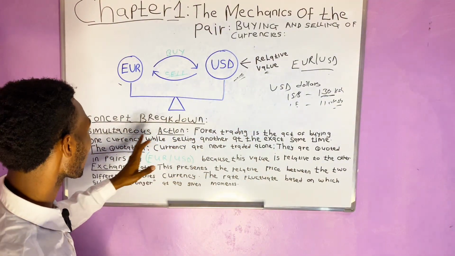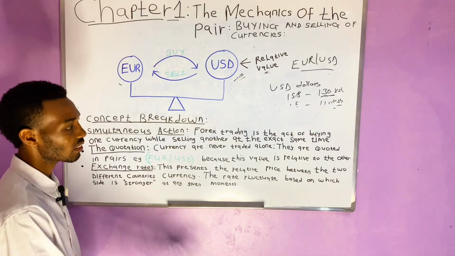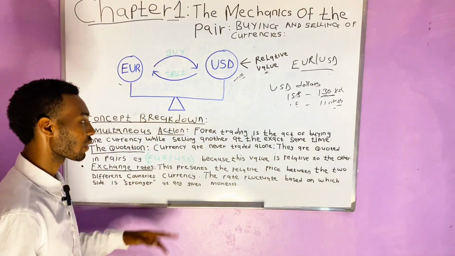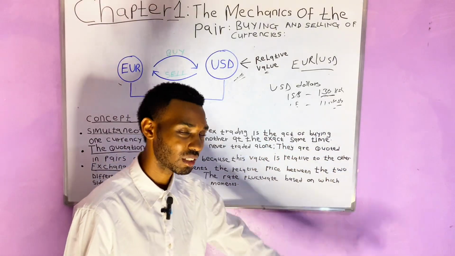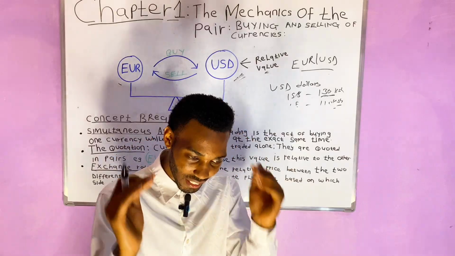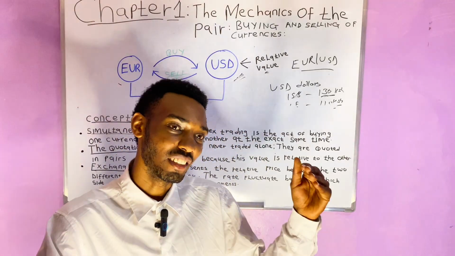Now, let us break down the concept. Simultaneous action. Forex trading is the act of buying one currency while selling another at the same time. What does that mean? It is buying and selling.